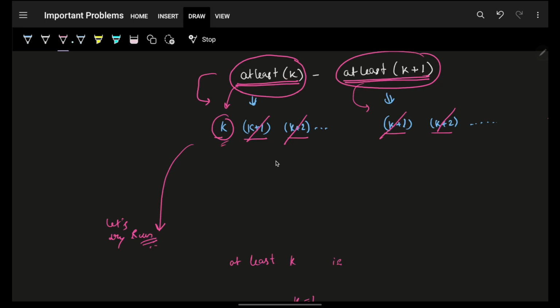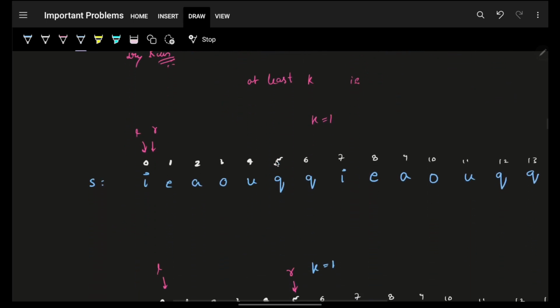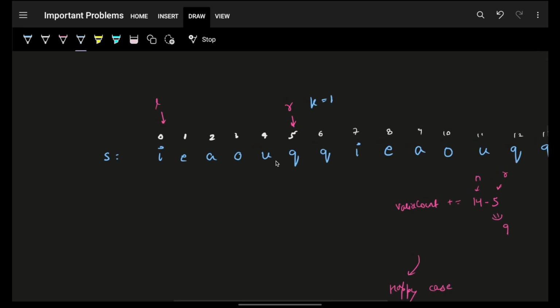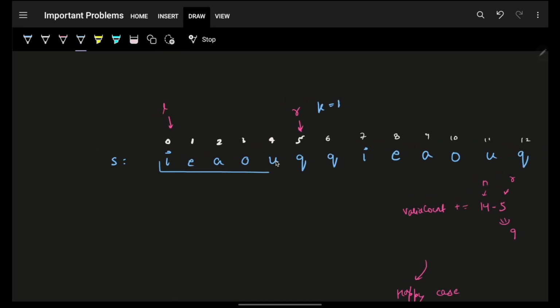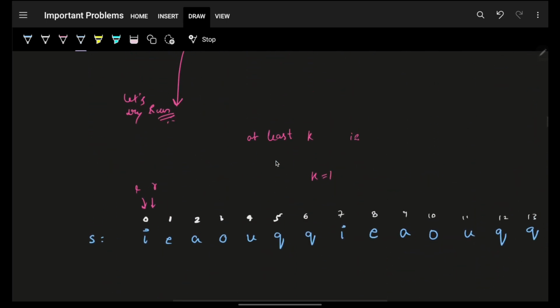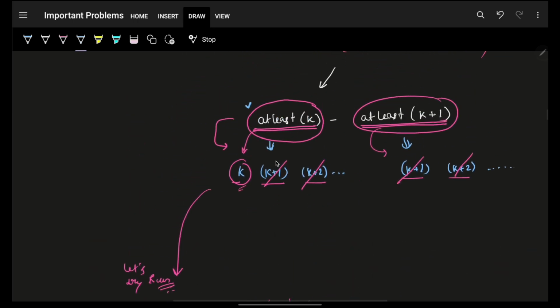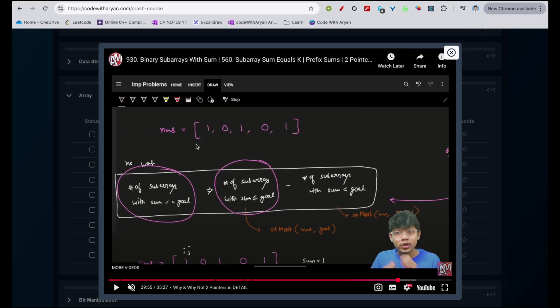And why is it easy to find at least k? Because at least k helps me to shrink easily without any burden. What I mean by that is, obviously, let's start off with a simple trial, and then I will also show you why at least k is possible. Although if you would have seen the crash course, it would have been much easier for you.